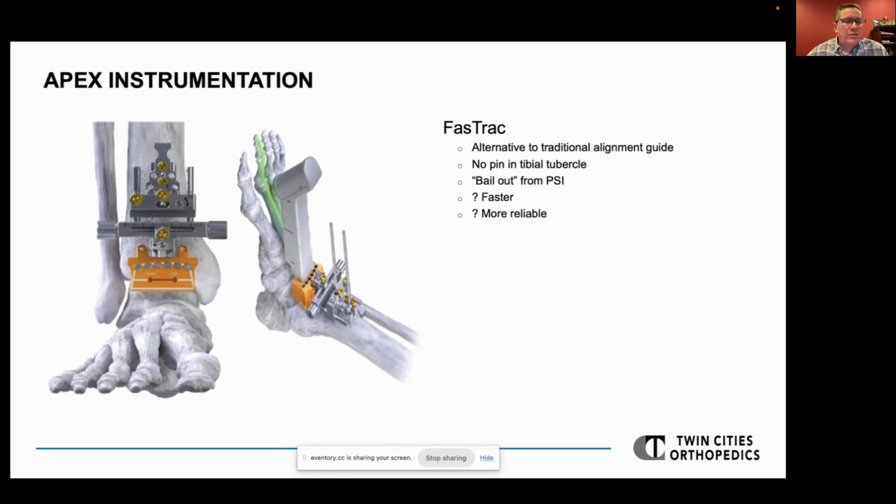And there's certainly some cases where I prefer it. And if I'm not using patient-specific guide, this is actually my preferred method. Rather than using the traditional alignment guide, I'll use the fast track for doing my Apex outside of the patient-specific guide. So if I'm not using PSI, I typically use fast track.